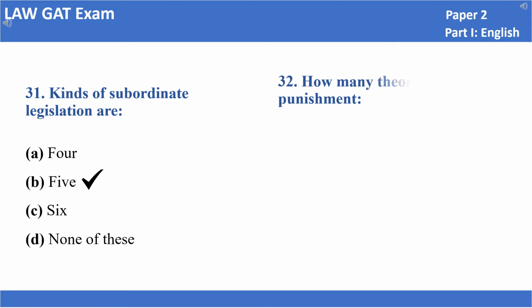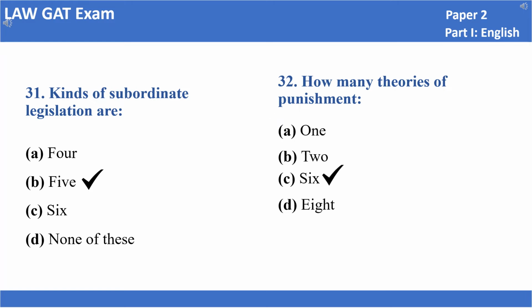How many theories of punishment are there? Is it option A, 1, or option B, 2, or option C, 6, or option D, 8? The correct answer is option C, 6.